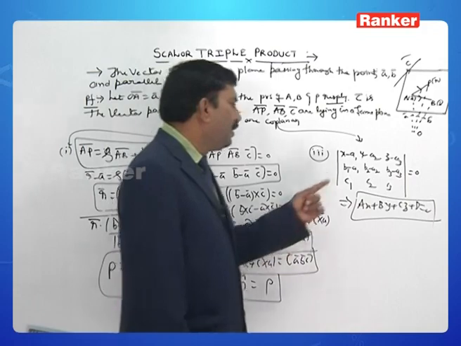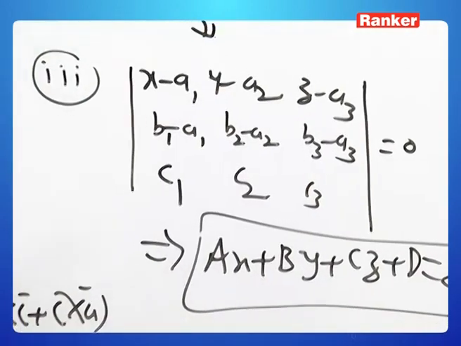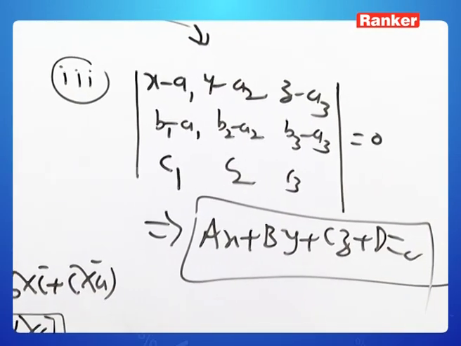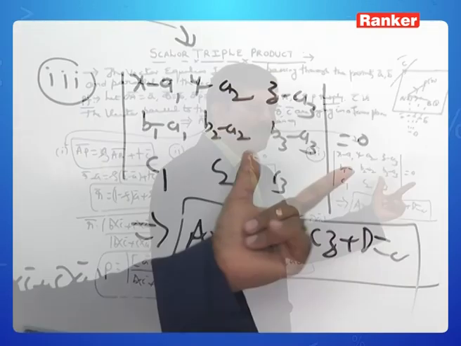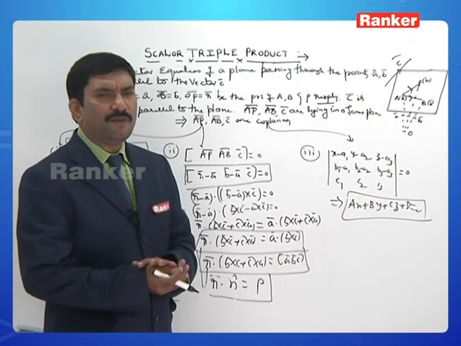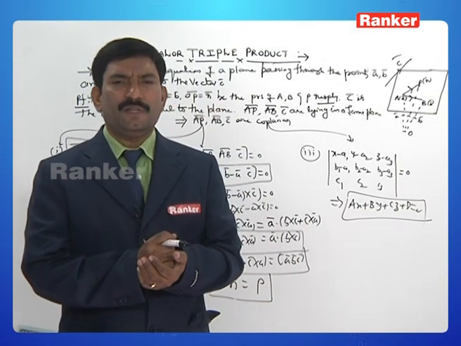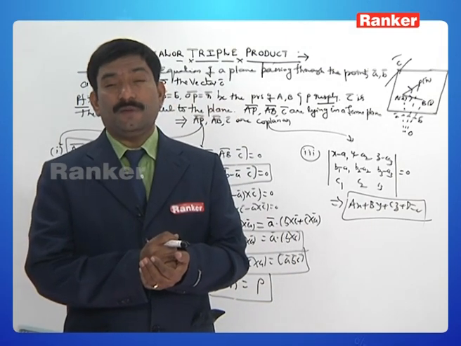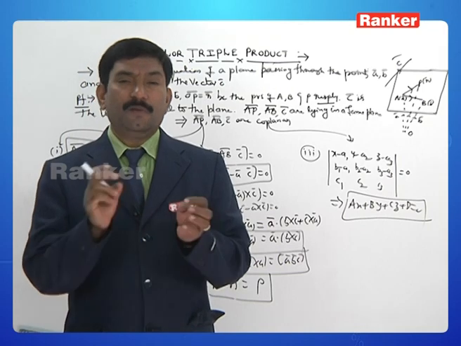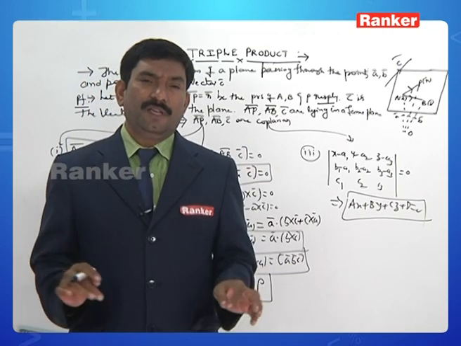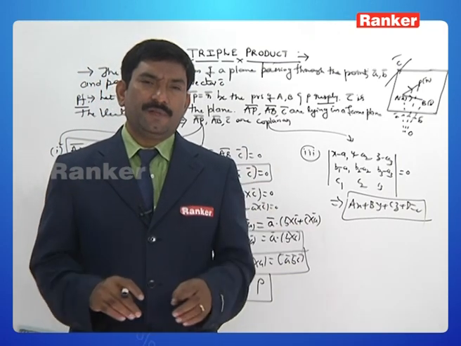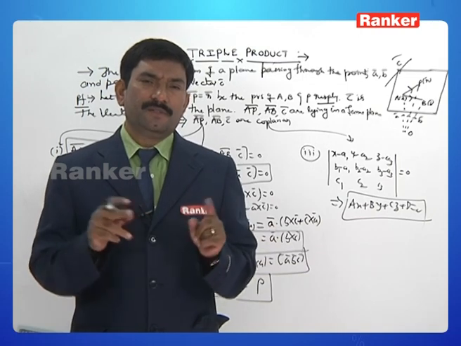Now the third method is: box of AP bar, AB bar, C bar is equal to 0, which means the determinant is equal to 0. Determinant of what vectors? AP bar, that is OP minus OA, R bar minus A bar; AB bar, that is OB minus OA, B bar minus A bar; and C bar. Where R bar is equal to X, Y, Z, A bar is equal to A1, A2, A3, B bar is equal to B1, B2, B3, C bar is equal to C1, C2, C3.